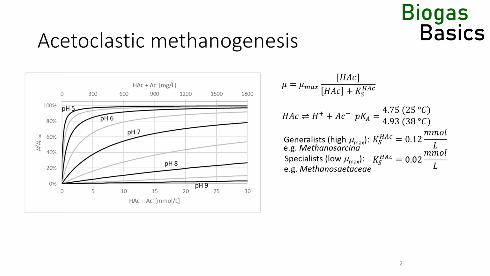Specialists, on the other hand, have lower growth rates but also lower Monod constants. They outcompete generalists at low substrate concentrations, or high residence times in the CSTR. Generalists are better in a changing environment or at lower residence times.